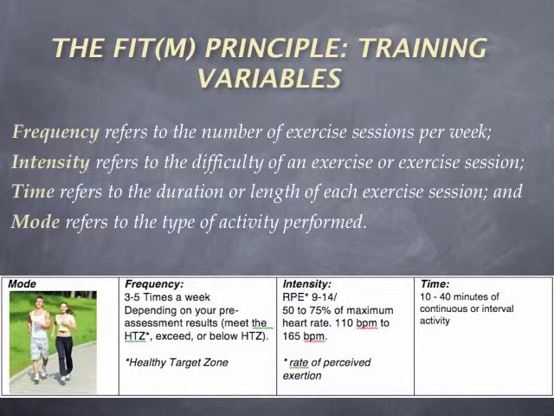Frequency is they're jogging 3 to 5 times a week. Their intensity level is at a rate of perceived exertion between a 9 to 14, around a 50 to 75% of maximal heart rate. Their intensity level is at a point where they can still have a light conversation and continue to jog. The time that they're putting into their jogs is between 10 to 40 minutes of continuous activity. Now, maybe they have to take a little break. Their heart rate got a little too high, so they walk a little bit and they go right back into jogging.